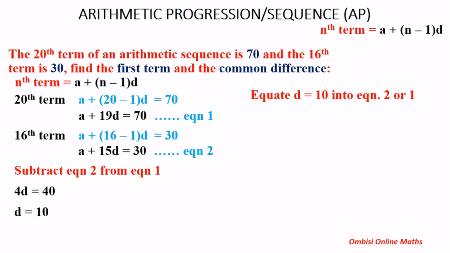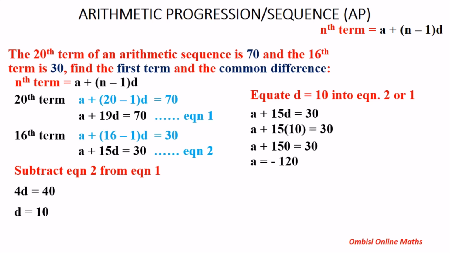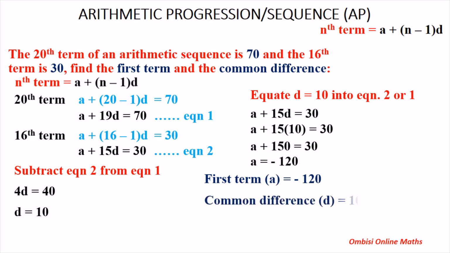So let us use equation 2. When you substitute d into equation 2, you'll have a plus 15d equals 30. Given that d is 10, it means a plus 15 into brackets 10 equals 30. So that means a plus 150 equals 30. Subtract 150 from both sides and find that a equals negative 120. So we can establish that the first term of this sequence is negative 120, and the common difference d is equal to 10. So that's how you tackle this question on arithmetic progression.